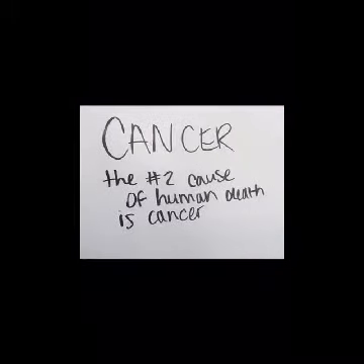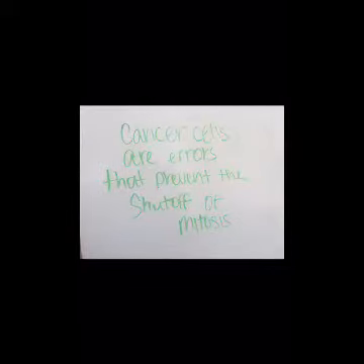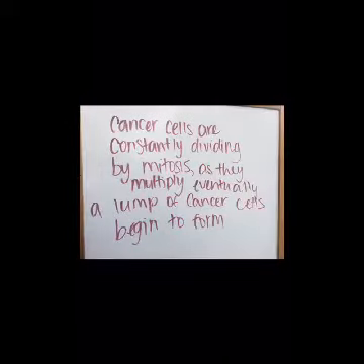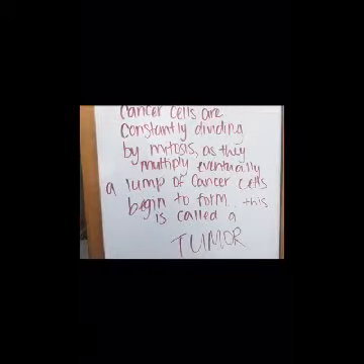Cancer. The number 2 cause of human death is cancer. Cancer cells are errors that prevent the shut-off of mitosis. Cancer cells are basically stuck in mitosis. The understanding of mitosis helps to save millions. Cancer cells are constantly dividing by mitosis. As they multiply, eventually a lump of cancer cells begins to form. This is called a tumor.